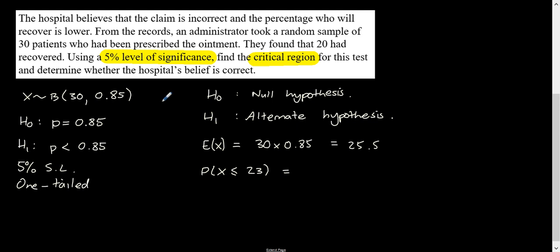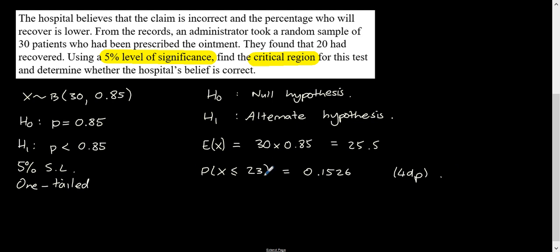And if you're wondering what we're doing here, it will become clear once we've worked this out. So we've got menu 7 on the ClassWiz. We're going to scroll down. Binomial CD, variable. Our x value is 23, our n is 30, and our p is 0.85. So we have here the probability of 0.1526 to 4 decimal places.